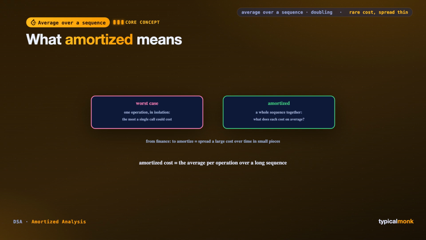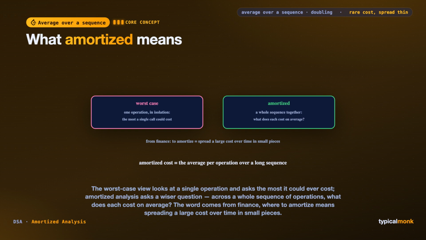The word itself comes from finance, where to amortize means to spread a large cost out over time in small pieces. That is exactly what we are doing here, taking a rare big cost and spreading it thinly across many cheap operations. So the takeaway, amortized cost is the average cost per operation over a long sequence, rather than the cost of the single worst operation seen alone.